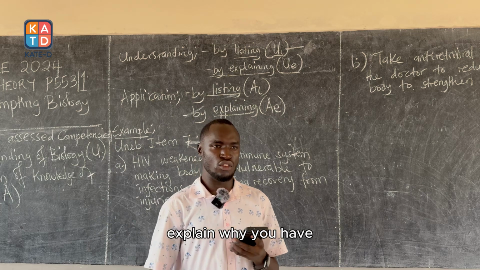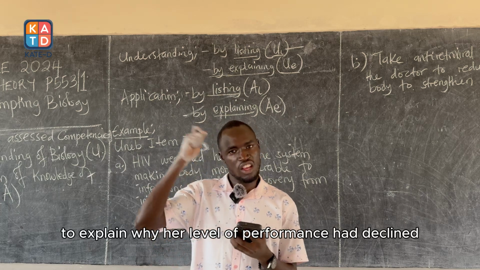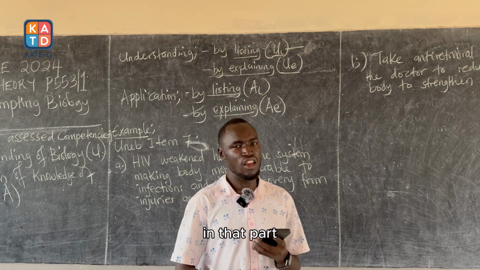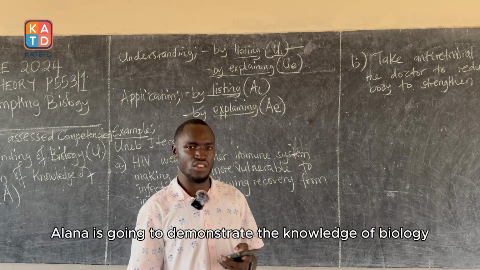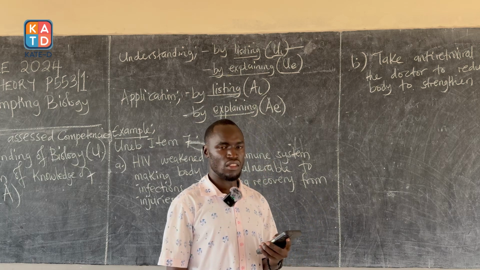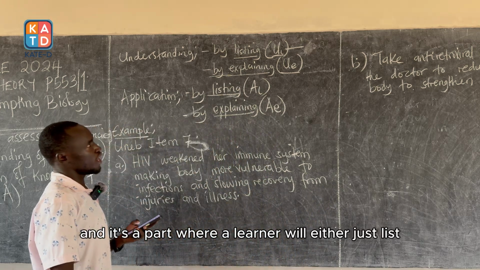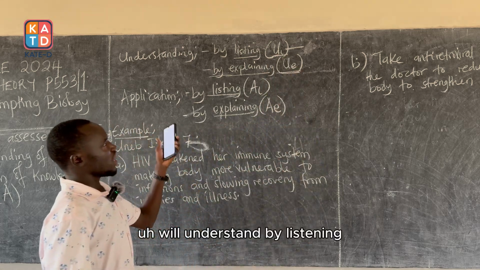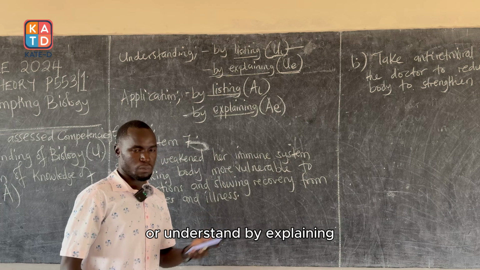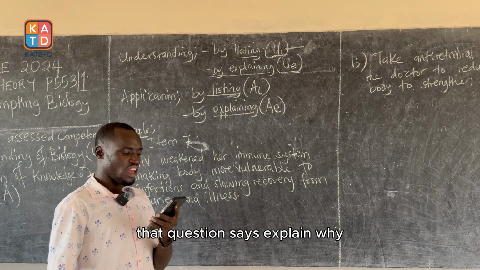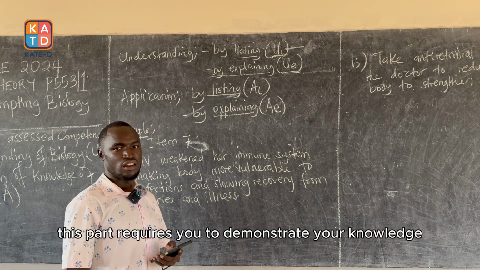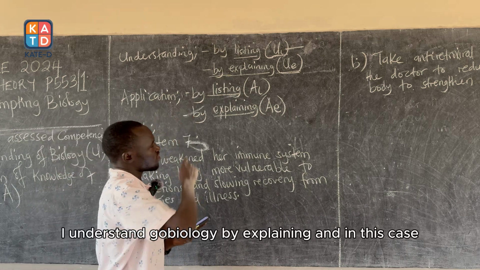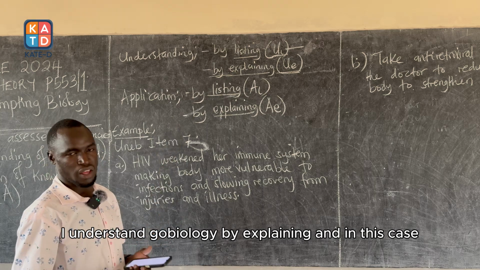Explain why. You have to use your knowledge of biology to explain why her level of performance had declined. In that part, a learner is going to demonstrate the knowledge of biology by understanding. And it's a part where a learner will either understand by listing or understand by explaining. But check the question. The question says, explain why. This part requires you to demonstrate your understanding of biology by explaining.